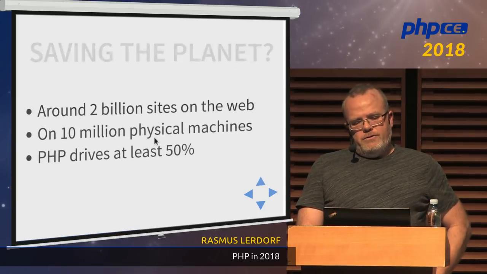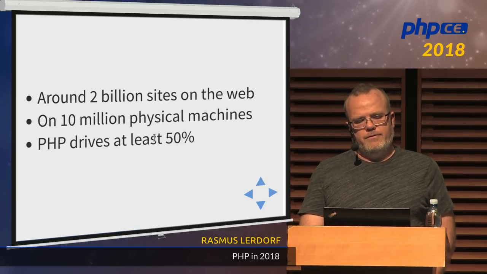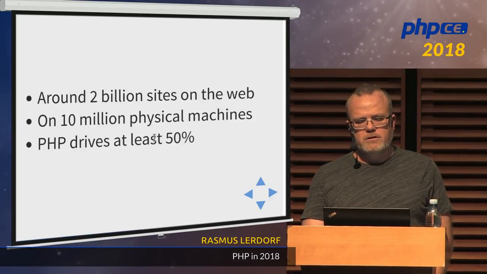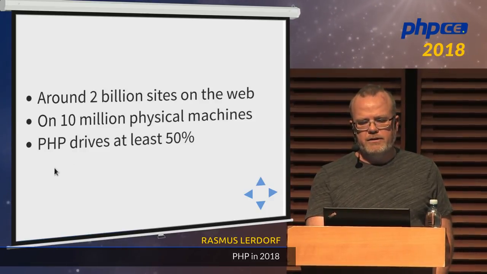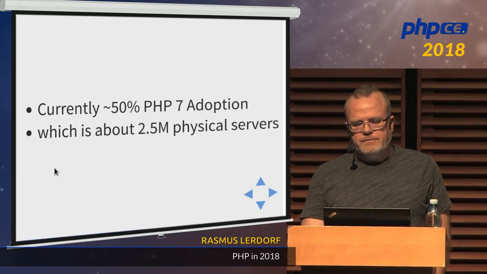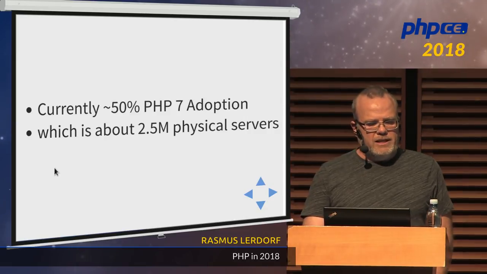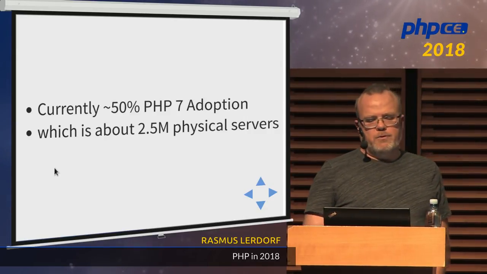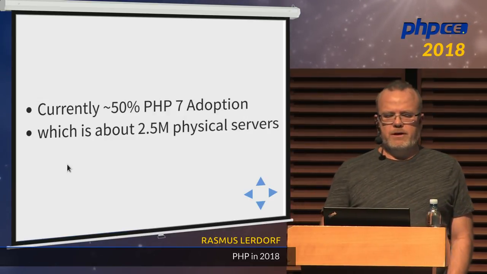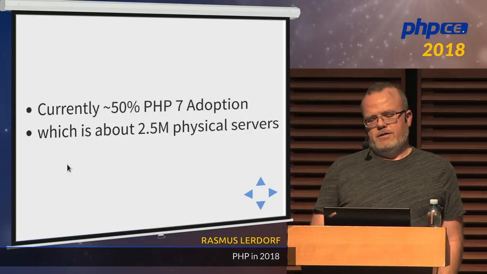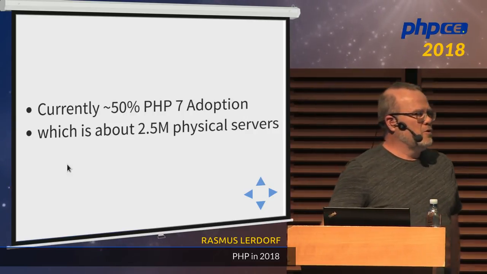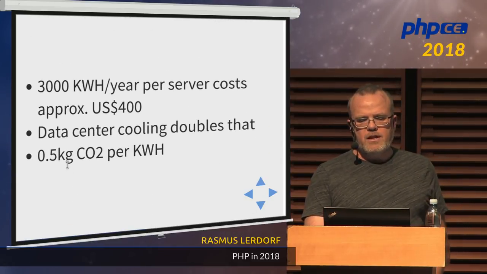If that doesn't convince you, how about this argument? There are around 2 billion sites on the web, 10 million or so physical machines. PHP is approaching 50% of those. It might actually be higher, it's really hard to tell. And PHP 7 is getting closer to 50% adoption. We're not quite there, we're probably in the low 40s still, but I don't feel like changing my slide every month. About 2.5 million physical servers are running PHP 7.